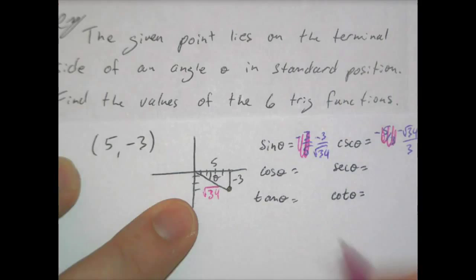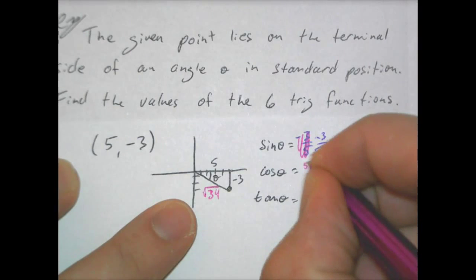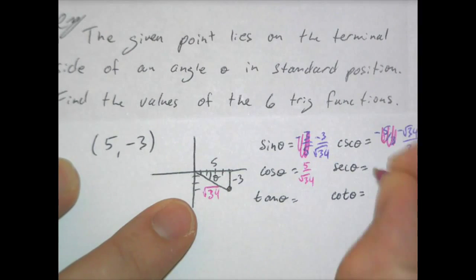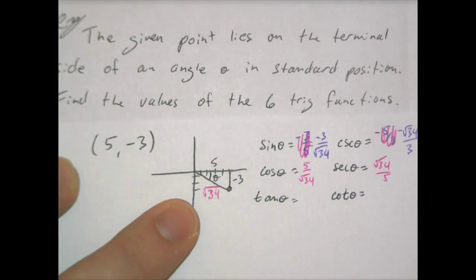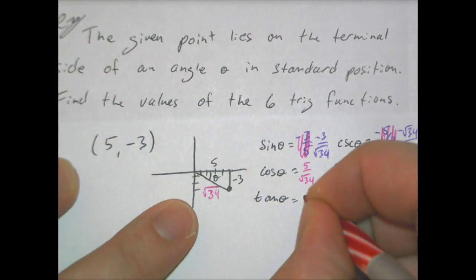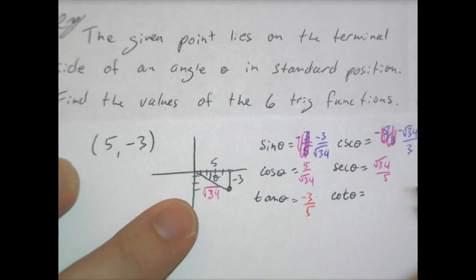Okay. And the other one, cosine is adjacent over hypotenuse, 5 over root 34. And that means secant would be root 34 over 5. And for tangent, we have opposite over adjacent. So we have negative 3 over 5. And cotangent would be negative 5 over 3.